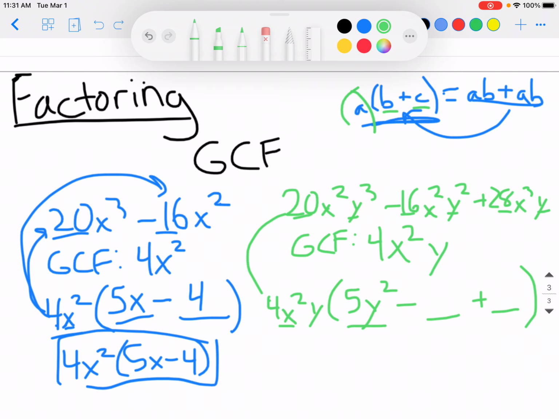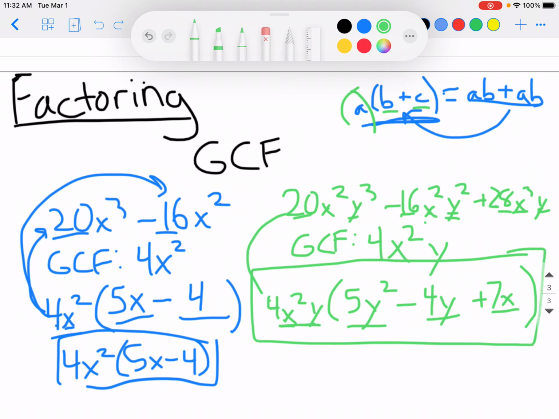Now to go from 4 to 16, I'll need a 4. X squared to x squared, don't need anything there. But to go from y to y squared, I will need 1 y. And then, to go from 4 to 28, I need 7. To go from x squared to x to the third, I'll need 1 more x. And then I don't need any y's because I have a y here, I have a y there, so I'm good. This is my final answer. And so that's how we end up factoring out a GCF.